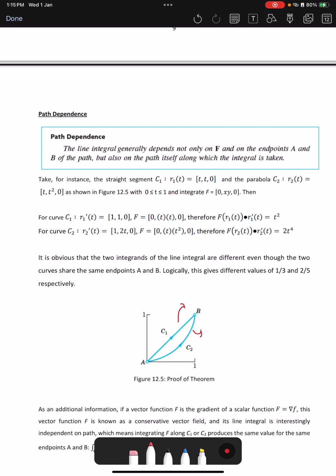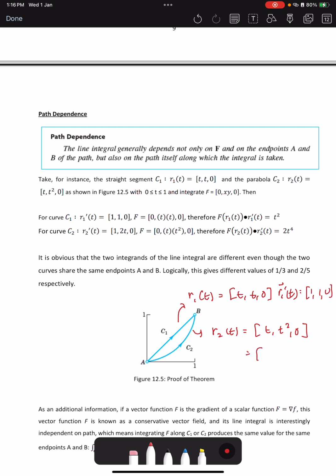So for curve C1, the function is r(t) = (t, t, 0). But the second one is r(t) = (t, t², 0). Here r1(t) is (t, t, 0). If you find the r1 prime t also, you will get (1, 1, 0).